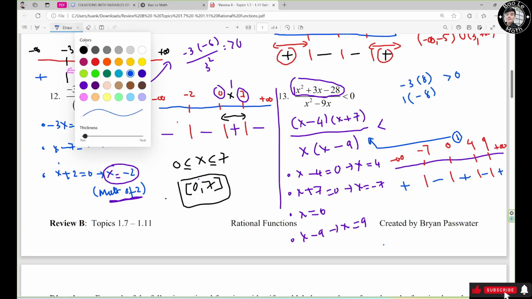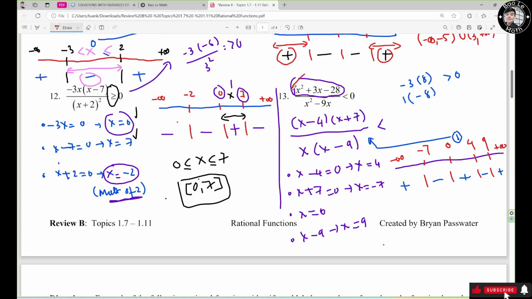Now finally, I need the whole thing right here less than 0, right? So I need to pick the negative ones, right? This one and this one. So my solution must be between negative 7 and 0 and 4 to 9, right? So it could be negative 7, 0. Now I look at this one, I don't see the equal sign, so I don't include the endpoint, right? So I put parentheses for this guy and this guy. Union 4 to 9, right?